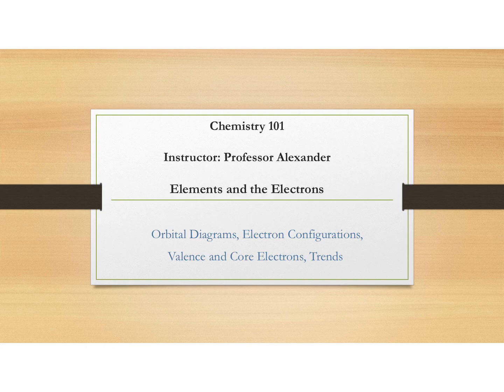Okay, so students, we're into the next unit. We're going to be talking about elements and their electrons. We're going to be looking at orbital diagrams and electron configurations. We're going to be talking about what valence and core electrons are, and then we're going to look at the periodic table and sum up the different trends we can take away from that particular periodic table.